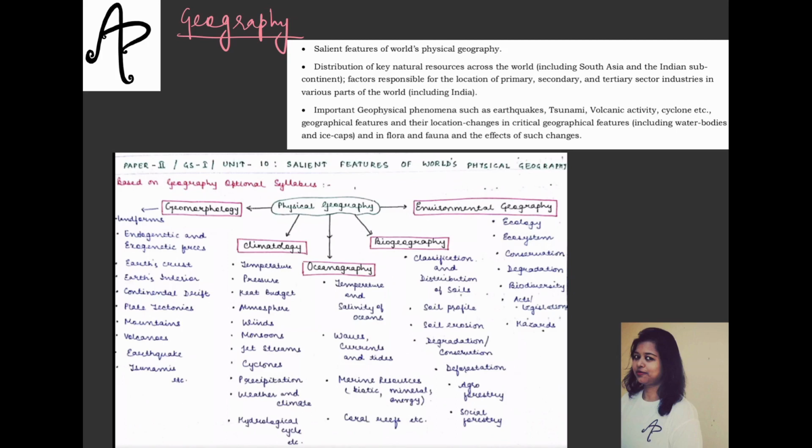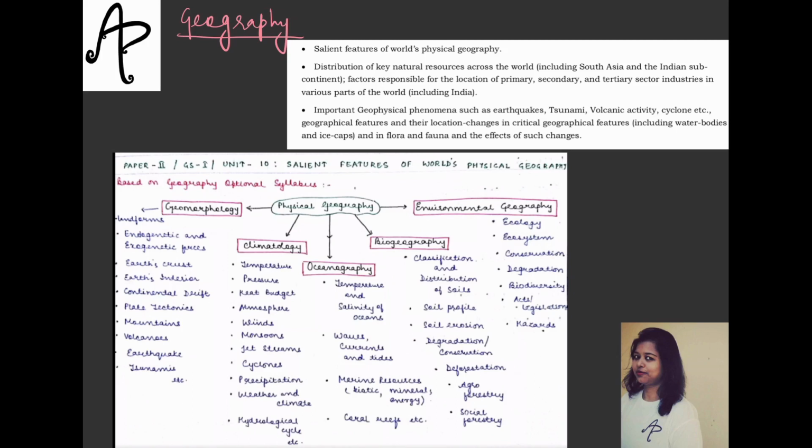the phenomena, etc. Now all of these I am anyways going to cover in a separate section in the environment and ecology series, which is already underway. So we do not need to pressurize ourselves much about it. The overlapping portions are going to be covered in some manner or other in different syllabus. So this was a brief bifurcation for the salient features of the world's physical geography.